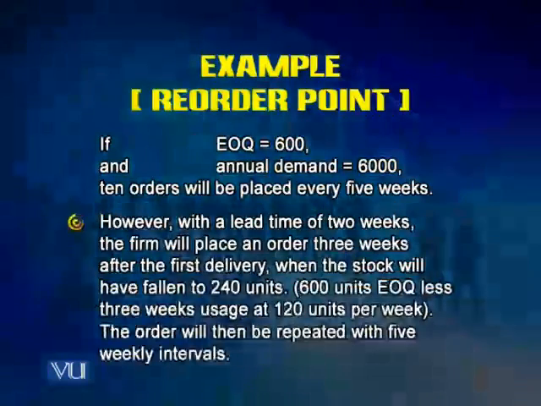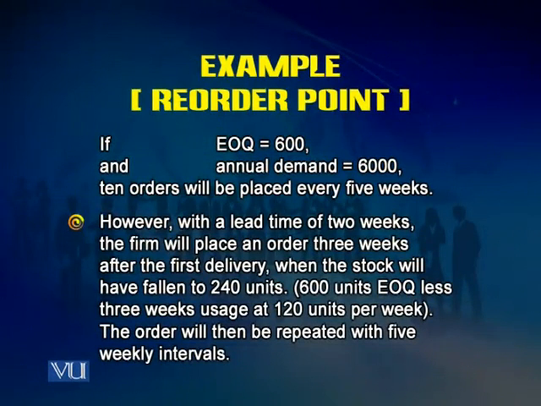However, with a lead time of 2 weeks, the firm will place an order 3 weeks after the first delivery, when the stocks will have fallen to 240 units. 600 units EOQ less 3 weeks usage at 120 units per week. The order will then be repeated with 5 weekly intervals.